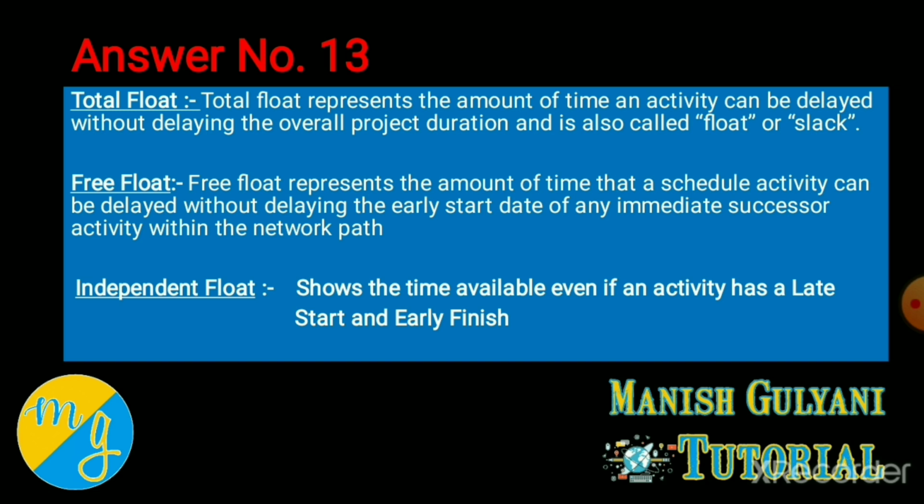Now what is independent float? Independent float simply means the difference between free float and tail slack, or you can say it shows the time available if an activity has a late start and early finish. So that time is known as independent float. In short, remember the definition by its formula: it is the difference between free float and tail slack.